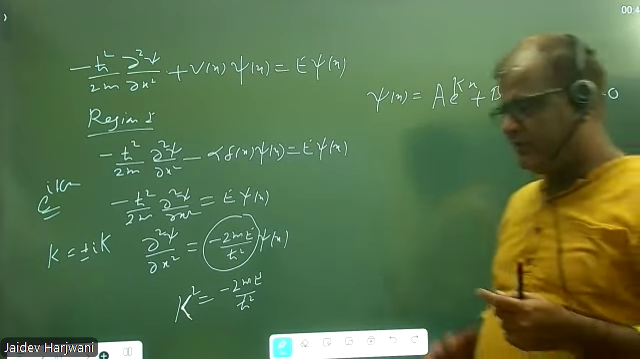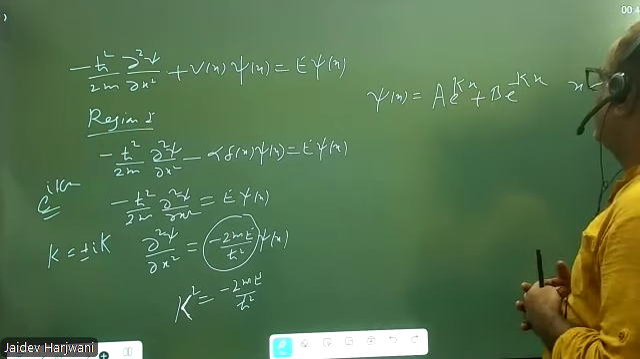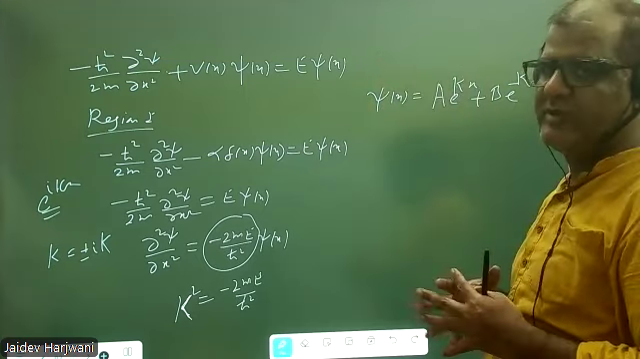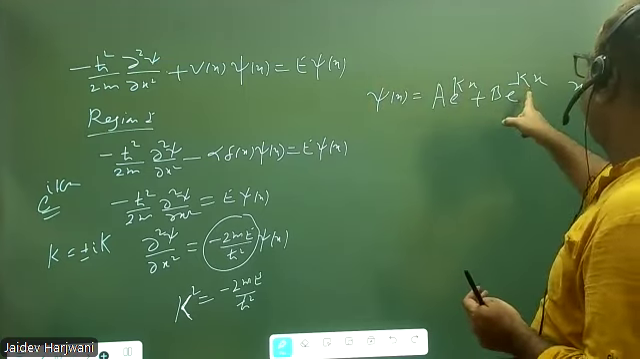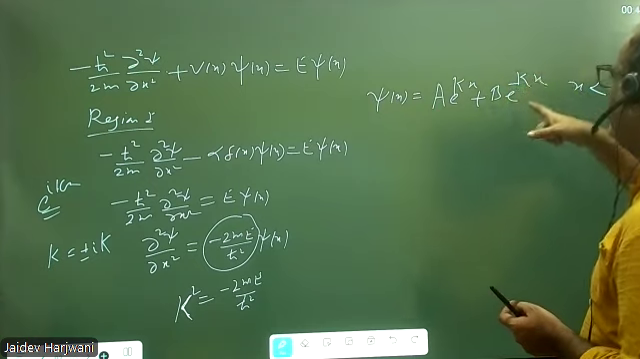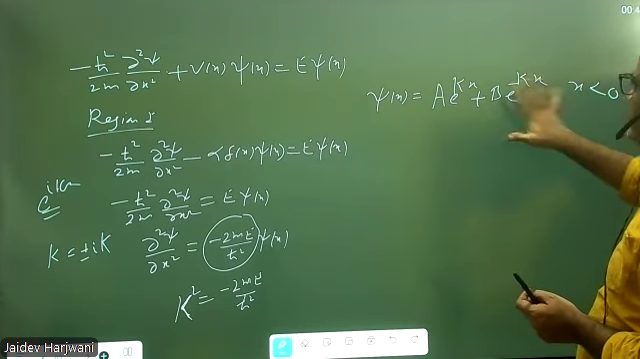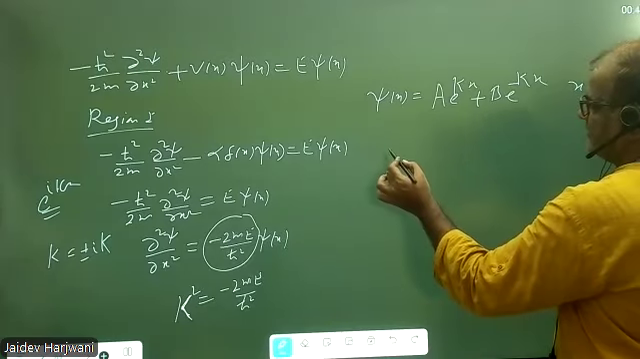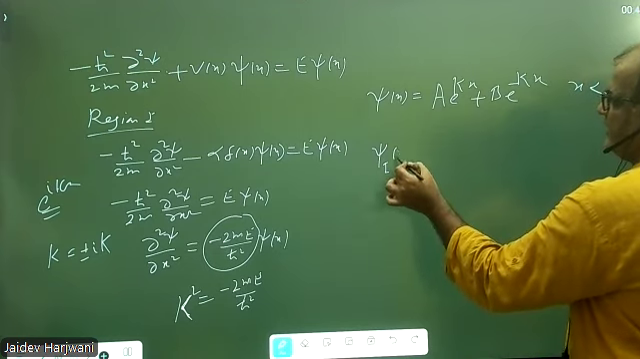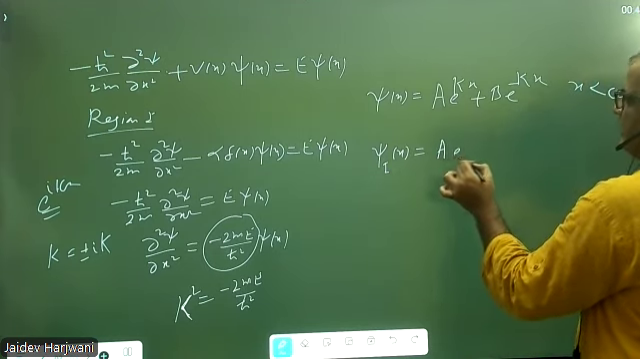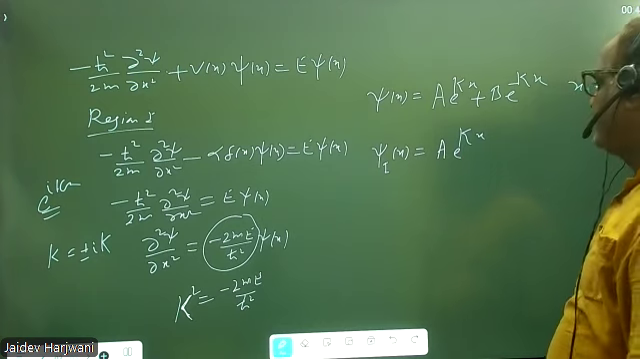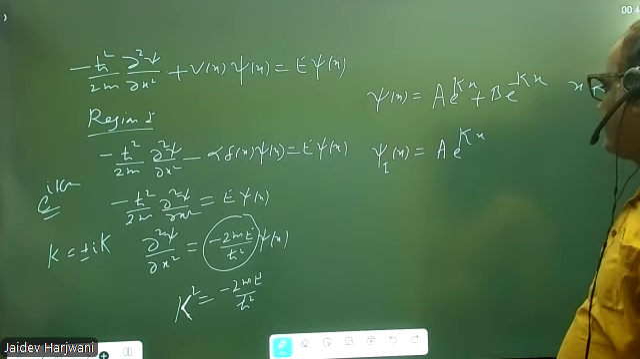Now we have to again see only the valid or acceptable solution, because on the negative side x goes to minus infinity, and if x goes to minus infinity, this term diverges. So we have to make b equal to 0, because this term cannot be present in the solution. So I can write that my psi 1 in region 1, psi 1(x), is only equal to a e^(κx), where κ is root of minus 2mE upon h cut square. This is my solution in region 1.